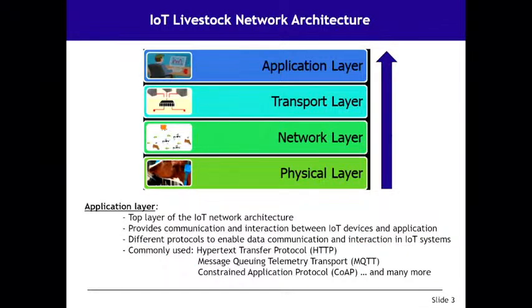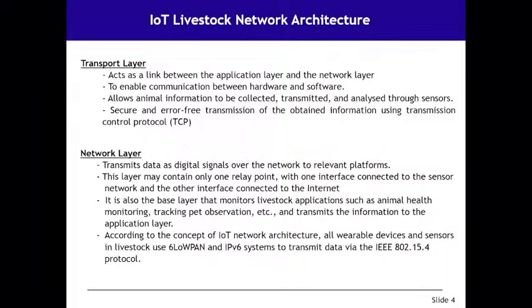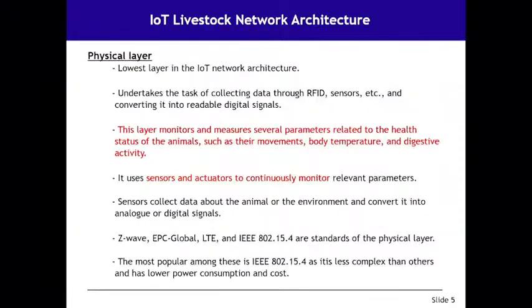So basically, if I talk about this IoT architecture, there are four layers: application layer, network layer, and physical layer. In the physical layer, we are extracting different information like animal health, temperature, how they are roaming. That information goes to the network layer, and after that the transport layer, and then the application layer. So IoT and AI revolve around these four layers basically.